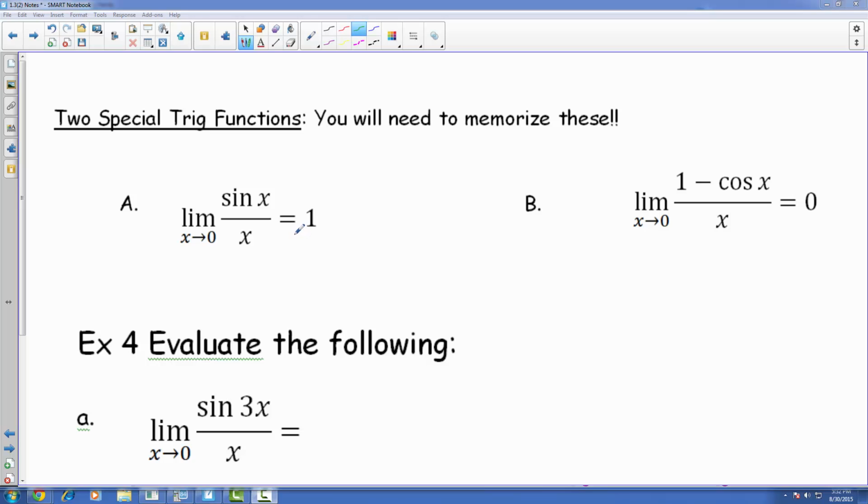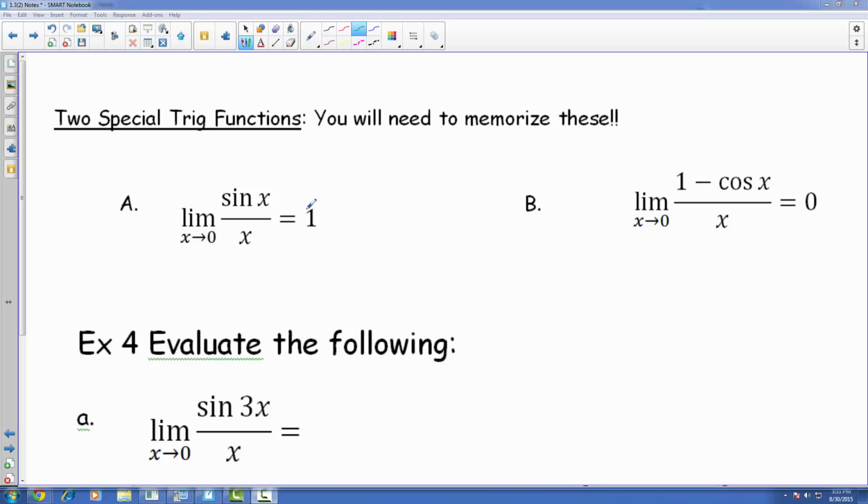Here we are looking at example 4a from the 1.3 notes, but before we dive into that, we're going to look at two special trig functions that will help us out in determining a lot of the problems for example 4. Now, when we look at a here, we see that we have the limit as x approaches 0 of the sine of x divided by x, and that's equal to 1.